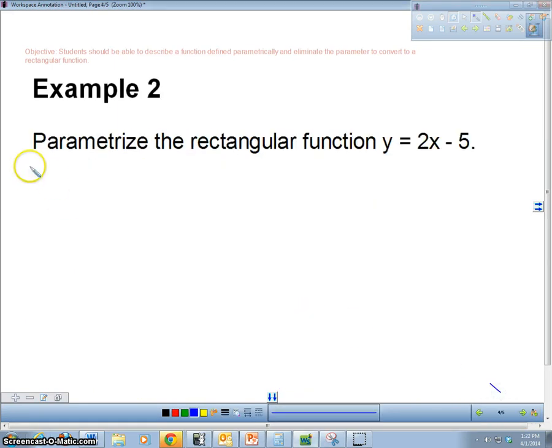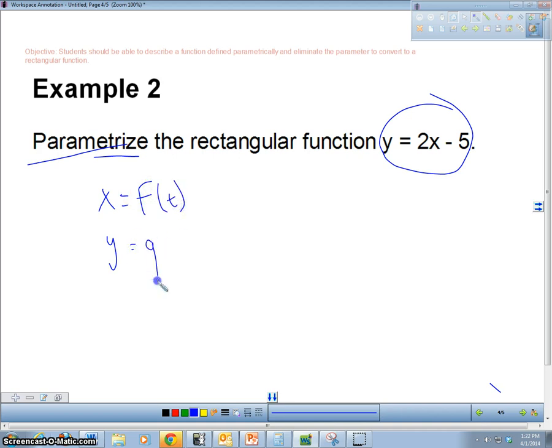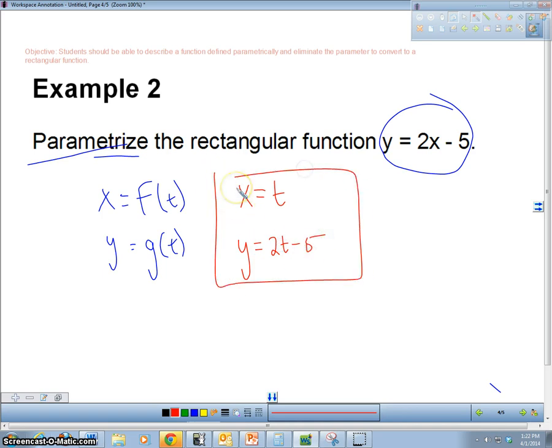Now let's say parameterize, which means just take this function and put it in terms of x and y in terms of t. So we want to have two parametric equations. So this actually is really simple, and it seems like we're cheating, but not really. What we're going to do is we're just going to define x to be t, and if x is t, then y is going to be 2t minus 5, and that's it. We're done.